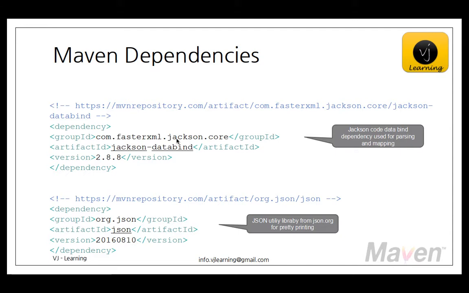What are the different dependencies we need if I'm using Maven for using JSON? The important one is the JSON data bind library 2.8.8, as of today, which I'm going to use. This is going to help us convert, bind JSON strings into objects and objects back to JSON strings. And the one you see below is a library from json.org which helps us print the JSON string on the screen. Otherwise it usually looks like a long one-line string.